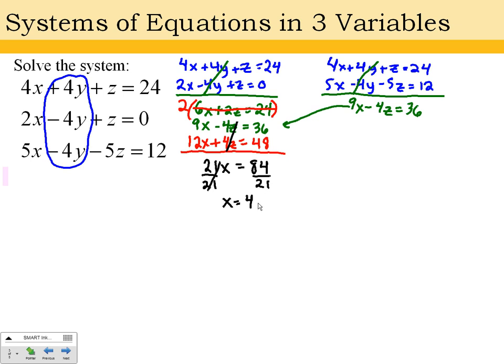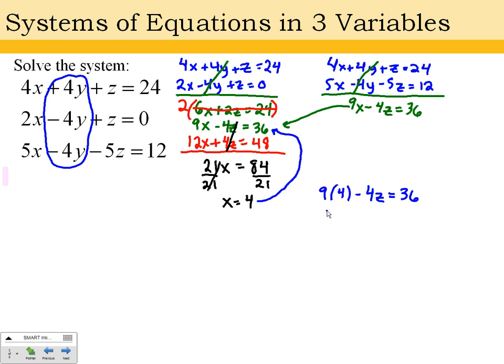So what I'm going to do is go back to the last equation I had that had 2 variables. I need to plug x into one of my equations that's back up here. Any of these three will work, so I'm just going to pick the 9x minus 4z equals 36. Again, you can pick any one of them you want, and you should still get the same answer as long as we all do it right. But I'm just taking what x is and plugging it in so that I can find z.